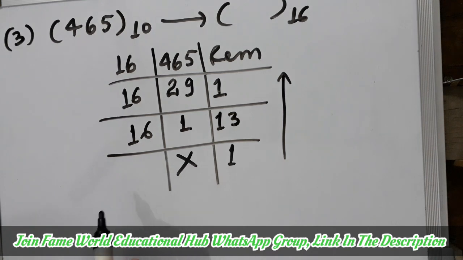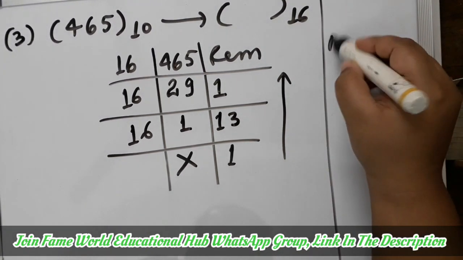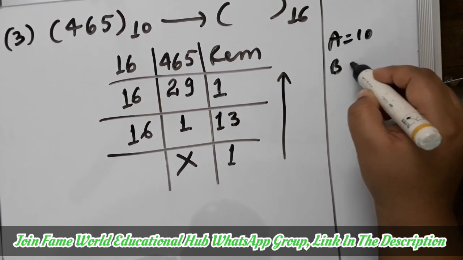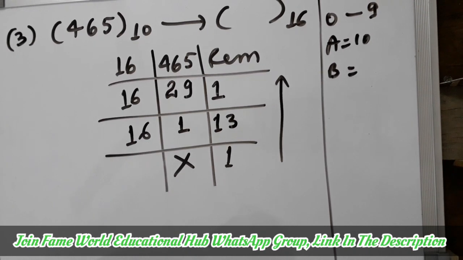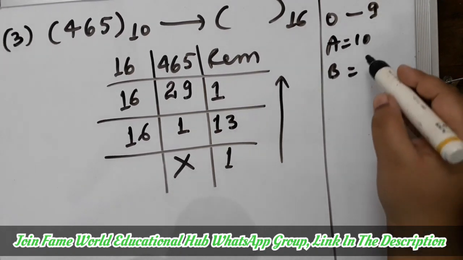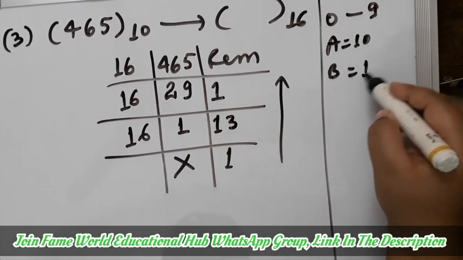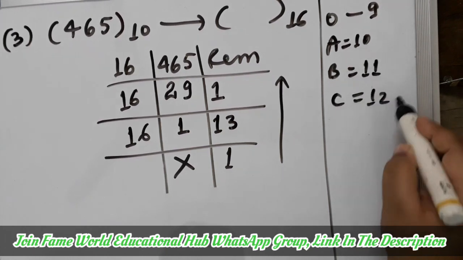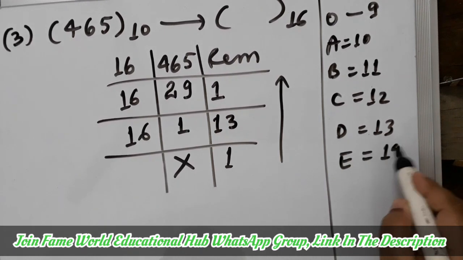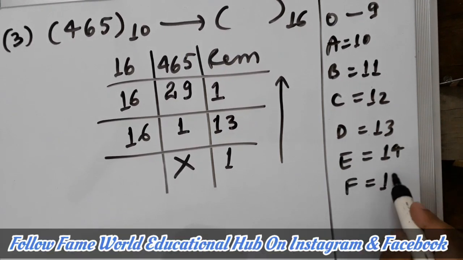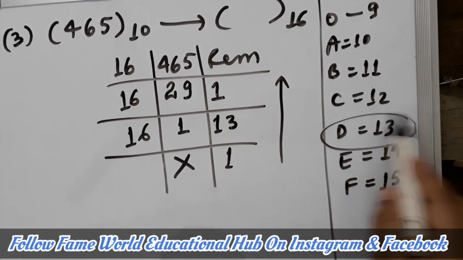Now as we have 13 here, you must remember that 0 to 9 we were having, that's fine. And what about after 0 to 9? After 0 to 9 we have the values A equals 10, B equals 11, C equals 12, D equals 13, E equals 14, and F equals 15. So now you can see that D equals 13.